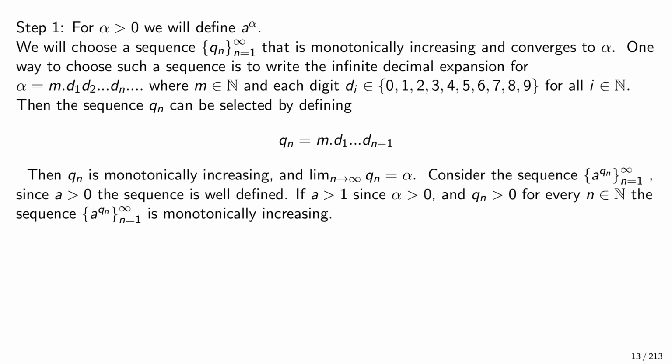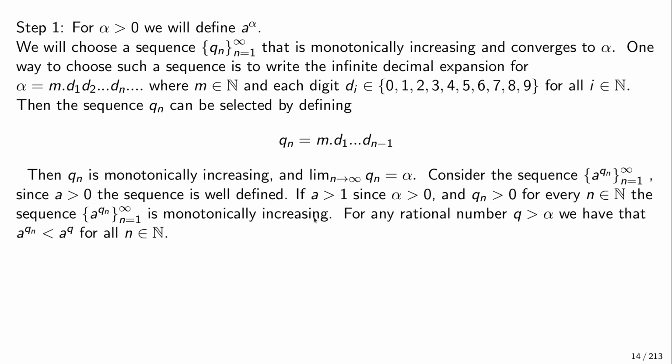Now let us assume for simplicity, or just consider this case, where a is bigger than 1 and alpha is positive, right? This is the case here. So Qn is positive as well, and for every n, this sequence is going to be monotonically increasing. Why is that? Here I'm using a well-established property of the rational exponents. If a is bigger than 1, then the bigger the rational exponent here, the bigger the value is going to be. So this would be a monotonically increasing sequence.